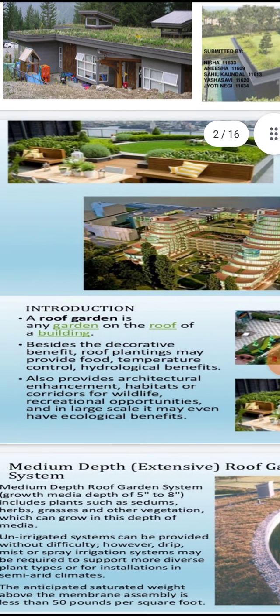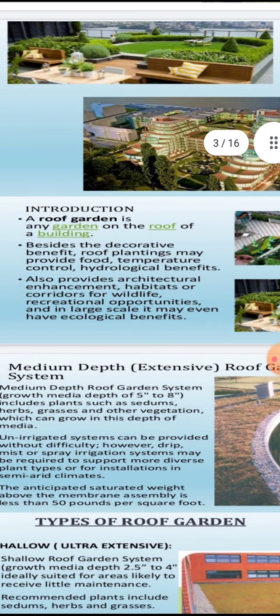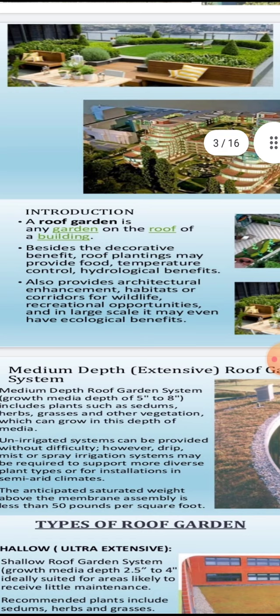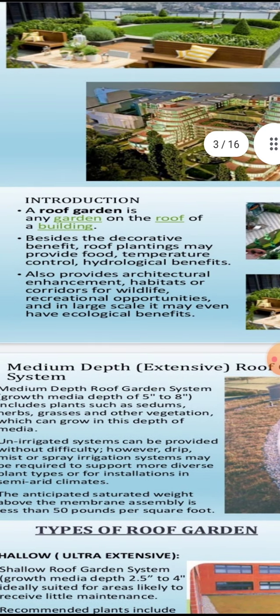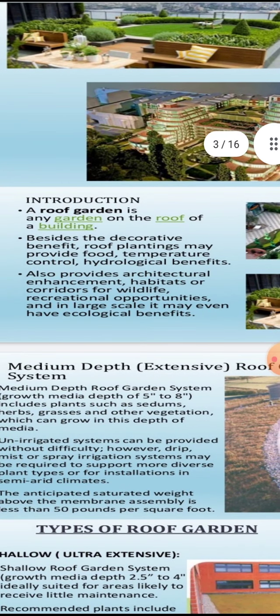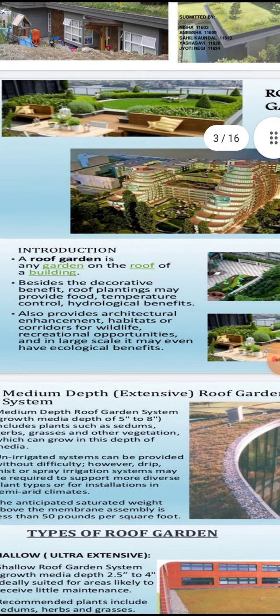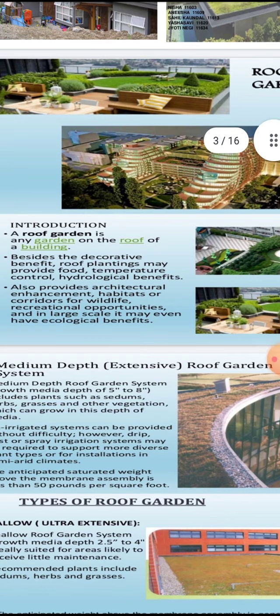Secondly, a roof garden is any garden on the roof of a building. Besides this, it gives a decorative benefit, and the plantings provide food, temperature control, and hydrological benefit. Food means certain vegetable crops. They are easy to grow there at the top of the home, and therefore it is possible.